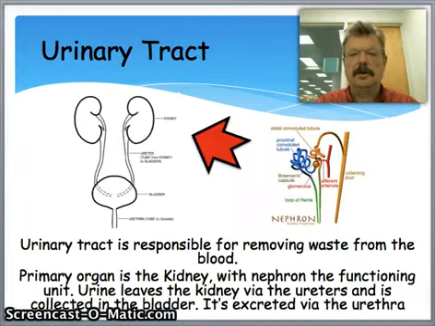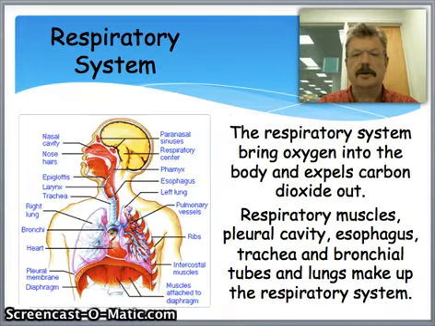The urinary tract is responsible for removing waste from the blood. Primary organ is the kidney, with the nephron as the functioning unit. Urine leaves the kidney via the ureters and is collected in the bladder. It is excreted via the urethra.